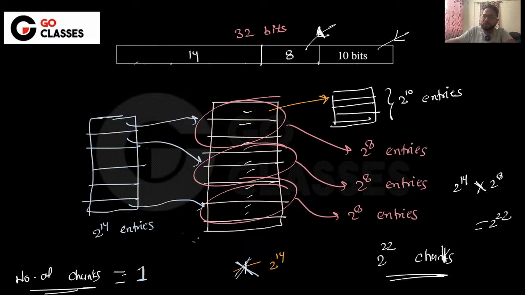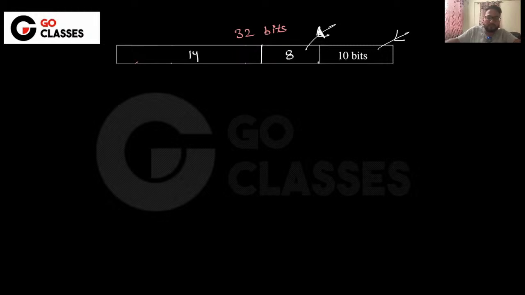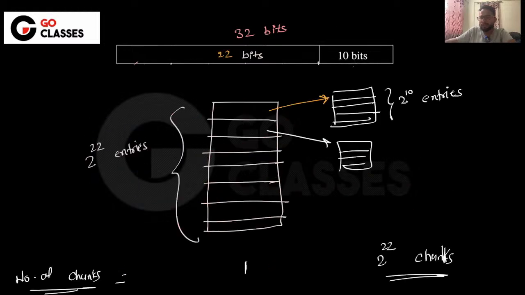Now let's just do one thing. Let's divide this 14 also into further parts. So let me quickly summarize what has happened here. This was earlier like this. This 10 means that there are 2 power 10 entries in one chunk. How many such chunks? 2 power 22 chunks. It will be given by this 2 power 22 chunks. Here, how many entries? 2 power 22. How many chunks? Since it is the outermost one, one chunk, right?